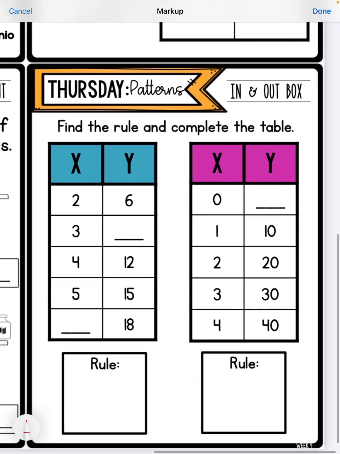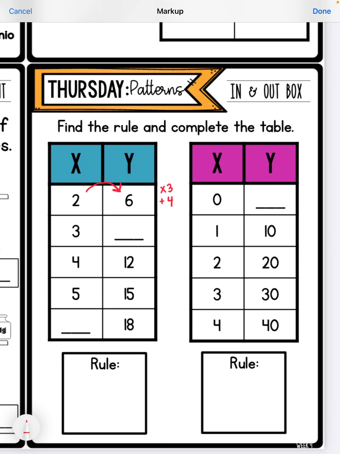Thursday's is pretty fun. You have to find the rule and then complete the table. So remember, when you're trying to find a rule, it could be plus, minus, multiplication, or division. And you just need to make sure it works for the entire table. So for example, this first one, how do I get from 2 to 6? Well, I could do times 3. I could do plus 4.